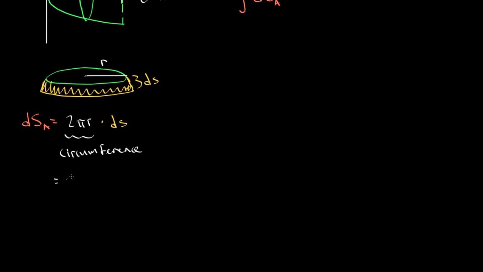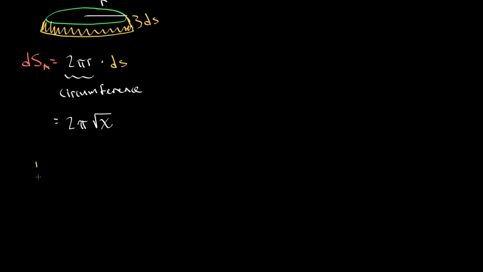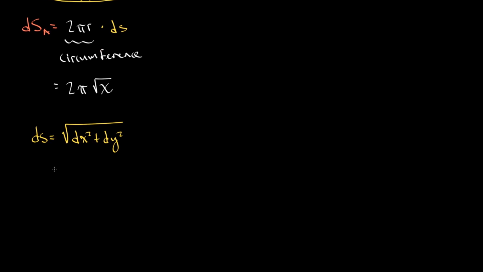This is equal to 2 pi, and we said r is the square root of x. So that is the circumference of these slices. And now all we need to do is find ds, this little piece of arc length. And we learned how to do that in the last video. We saw that ds is equal to the square root of dx squared plus dy squared. And we want to integrate with respect to x, so we're going to factor dx squared out of this radical. So we're going to have the square root of 1 plus dy over dx, all of this squared, and then dx. That is ds.